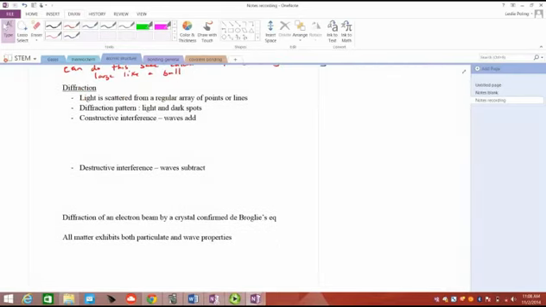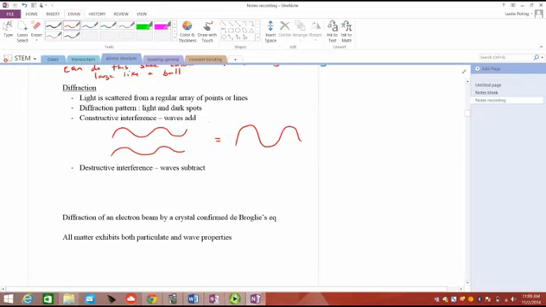Now, diffraction is when light is scattered by a regular array of points or lines, sort of like when you have light scattered through a prism. We can have constructive interference, where the waves line up, and so they add together. We can have destructive interference, where they're opposite each other, and they subtract.